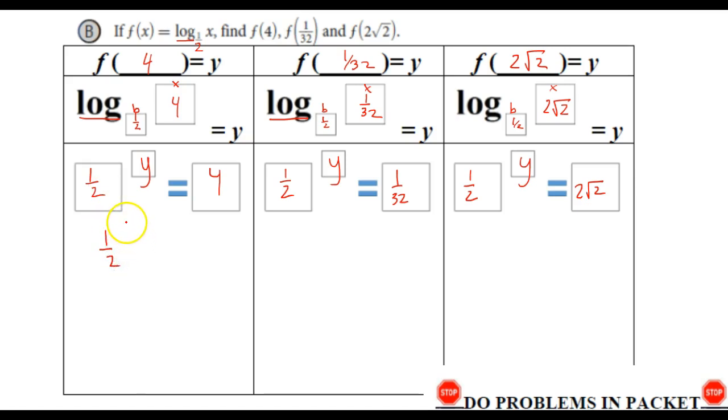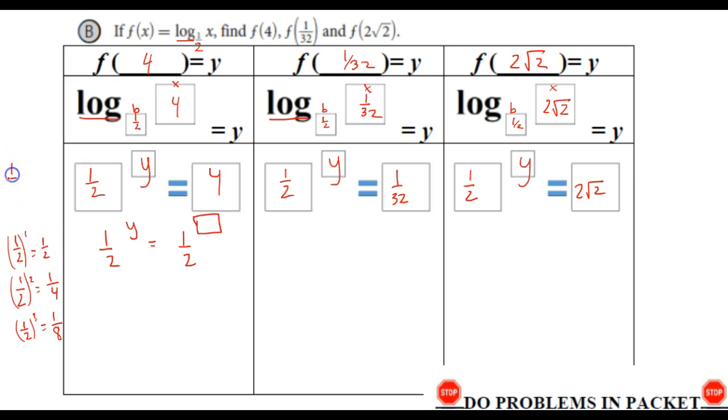1/2 to what power would get us 4? So if I changed 1/2 to this base, I wonder what that would be. Well, if I wrote 1/2 to the first power, that would just be 1/2. 1/2 to the second power, that would be 1 times 1, and 2 times 2. 1/2 to the third power. So the more positive I get, I don't see that it's becoming a whole number, right? So that's 1 times 1 times 1, 2 times 2 times 2.